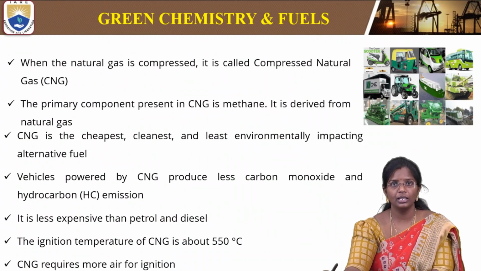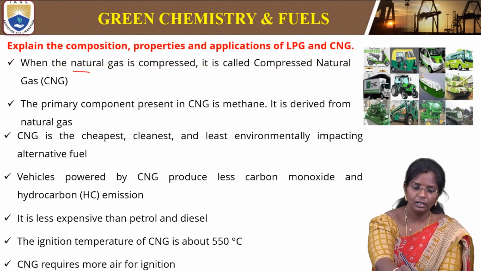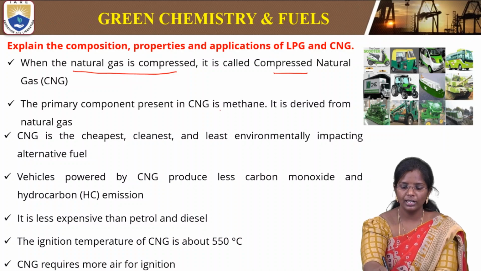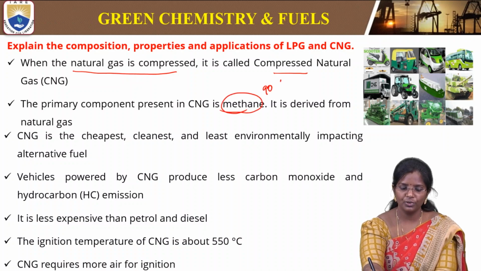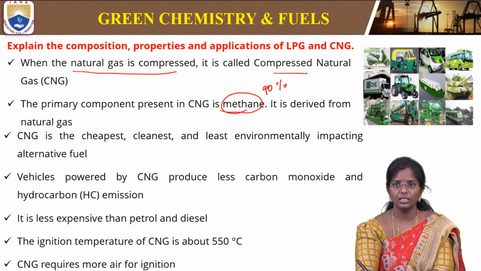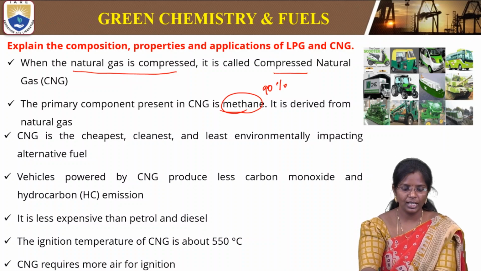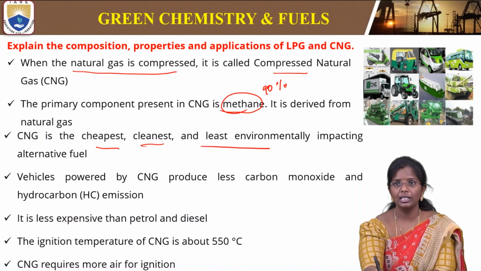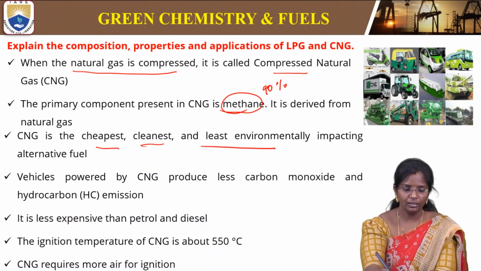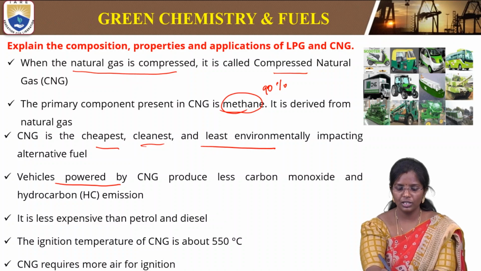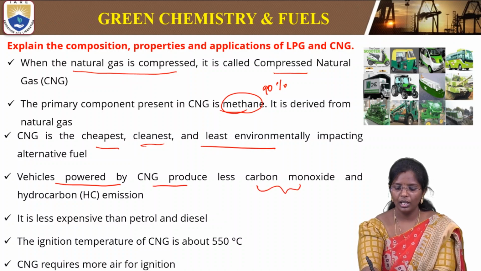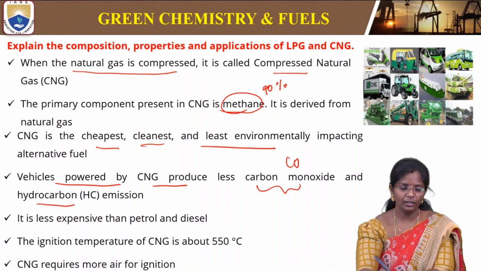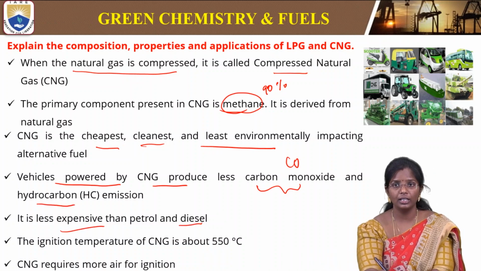Then we will see the CNG. CNG is nothing but natural gas that is compressed. So compressed natural gas contains mainly methane, about 90% methane, which is obtained from natural gas, and is cheapest. These are the properties: cheapest, cleanest, and least environmentally impacting. Vehicles are powered mostly by CNG because it produces less carbon monoxide and hydrocarbon emissions. Then it is less expensive than petrol and diesel.